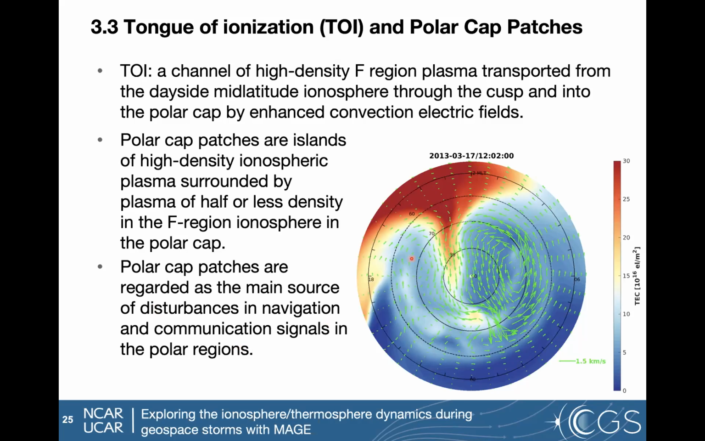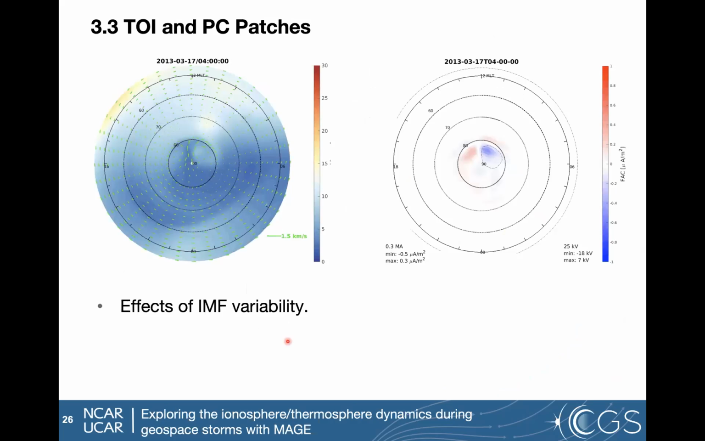Of course, we also need plenty of plasma reservoir in the middle latitude. In the polar cap, the TOI can get broken and form the patches, which can drift around together with the plasma convection. Again, these patch structures are regarded as the main sources of disturbance to navigation and communication signals in the polar region. That's why we need to get a good knowledge of them.